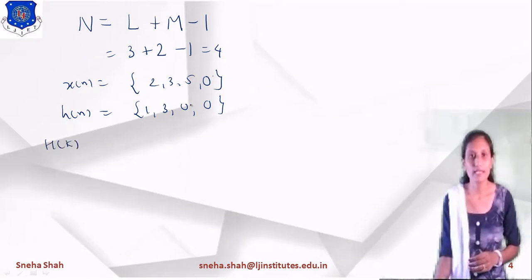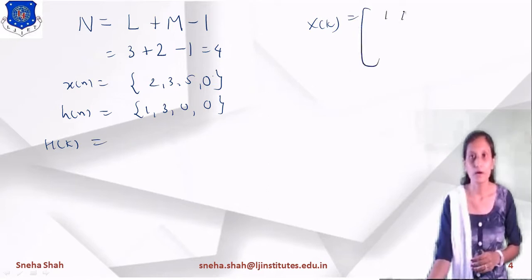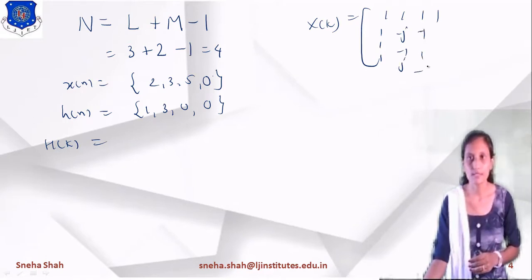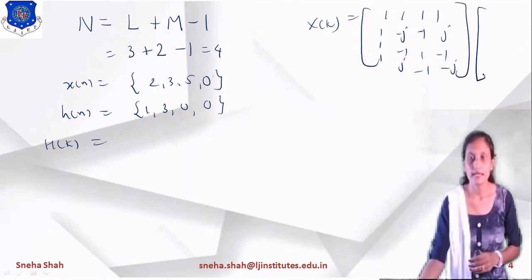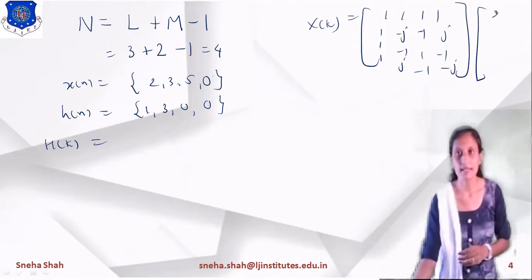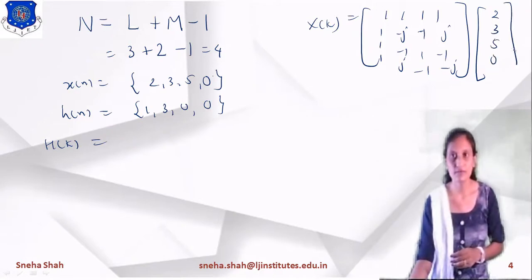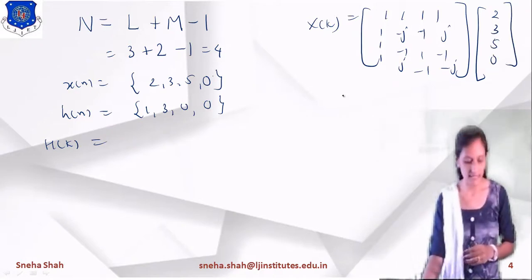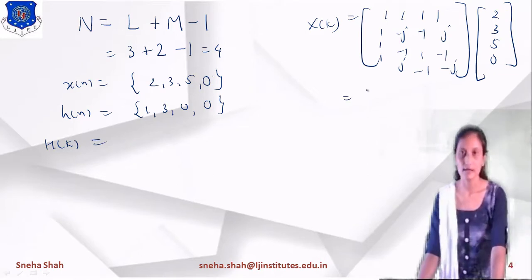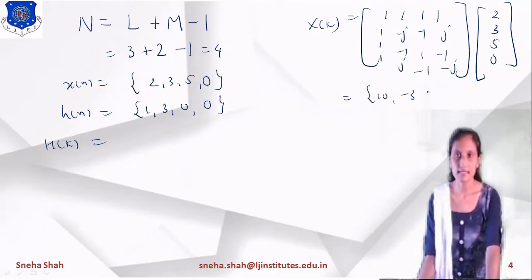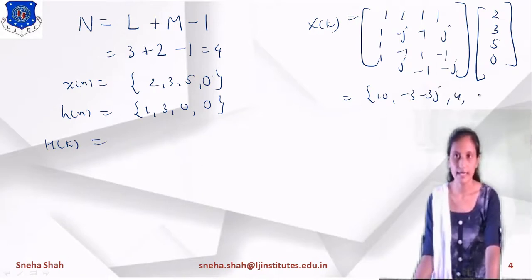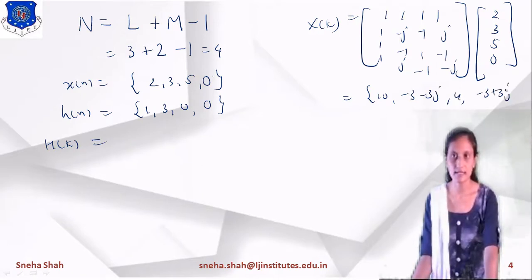Now if I am finding X of k and H of k, what will be the terms? The twiddle factor matrix is 1, 1, 1, 1; 1, minus j, minus 1, j; 1, minus 1, 1, minus 1; 1, j, minus 1, minus j. This will be multiplied with x, whose value is 2, 3, 5, 0. If I solve this, the answer is 10, minus 3 minus 3j, 4, and the last term is minus 3 plus 3j.